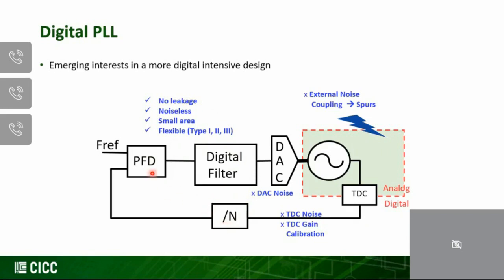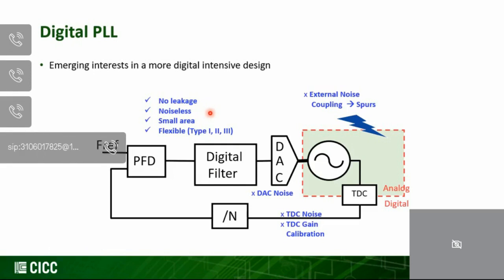And as we all know about digital circuits, there's no leakage and there's no noise other than the finite wavelength effect of the digital logic. Because of Moore's law, this digital implementation is also very area effective. Finally, because everything is in the digital domain, it can also be very flexible.